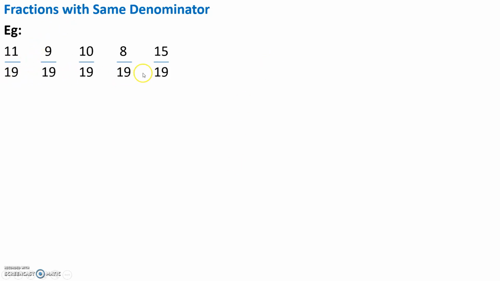See, your denominators are equal. So it is same as usual. The smaller number will be the smaller one and the greater number will be the greater one. So let's see this in the ascending order. So the smallest number will be 8. So first will come 8, 9, 10, 11 and 15.